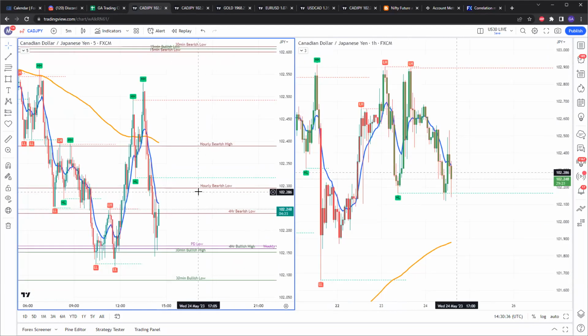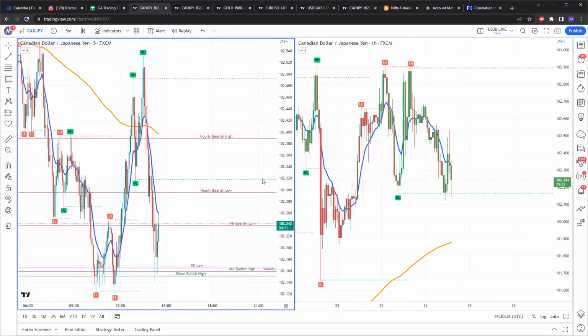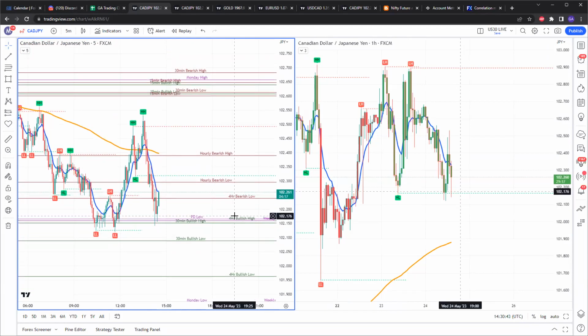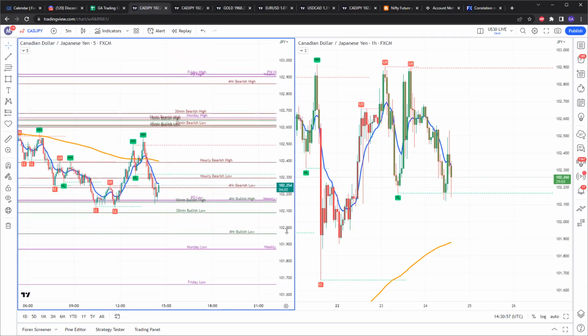But just by reviewing CAD JPY right here, we have this bearish zone. Now we do have a 4-hour bullish high that's down here. So technically, we have a 4-hour bullish high and a 4-hour bearish low. These two, in my opinion, cross out. Then I need to look at any other zone around there. So we have an hourly bearish high, hourly bearish low.